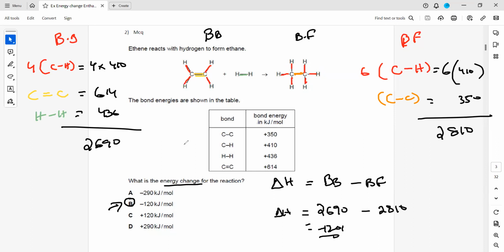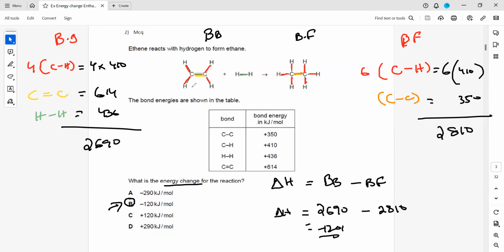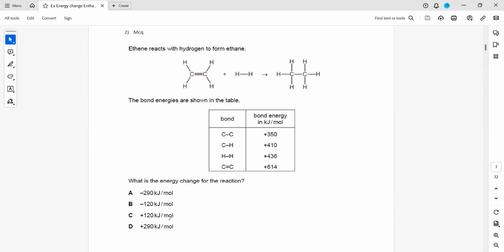Is the discussion clear? How do we know the carbon carbon energy? It's given here. This table about the bond energy will be given to you in the exam, so you don't have to memorize them. You can, but it won't make a difference.